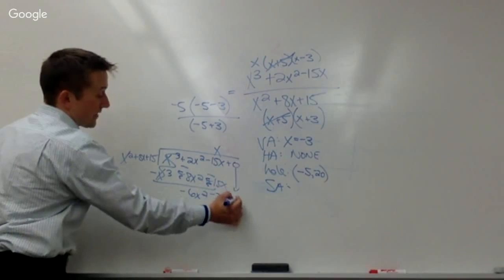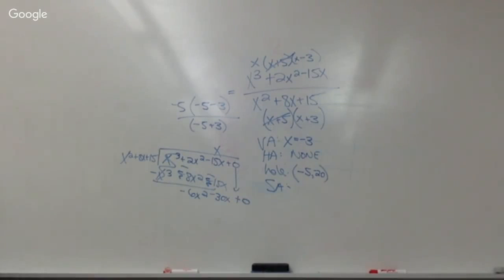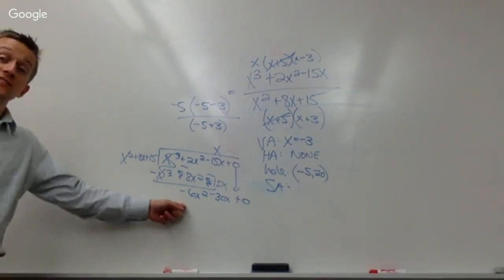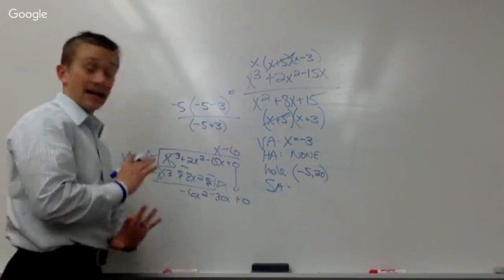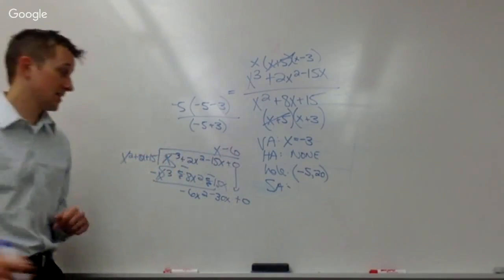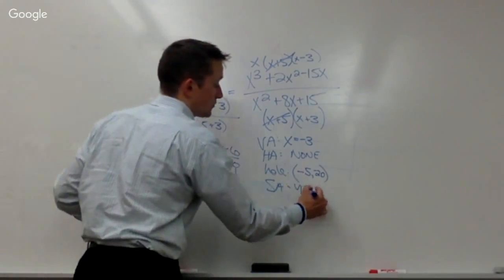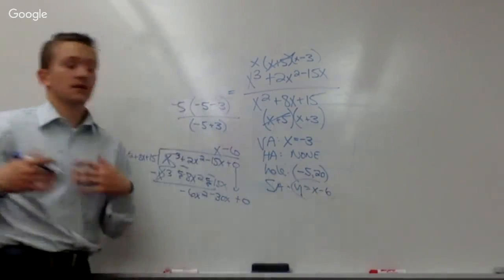Now you could bring down the 0, but remember, I don't care about a remainder. So all I need is the next number. Once I find the next number, I'm fine. I don't need to even go any further. So what times x squared gets me negative 6x squared? Negative 6, good. So I could stop there. I don't even have to go any further, right? So my slant asymptote is y equals x minus 6. And then we'll go from there.